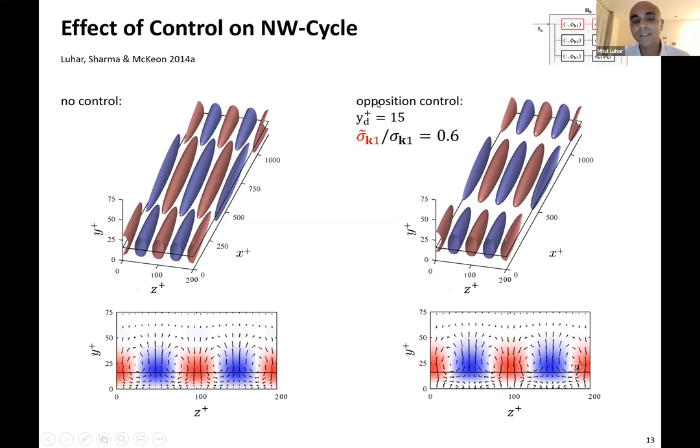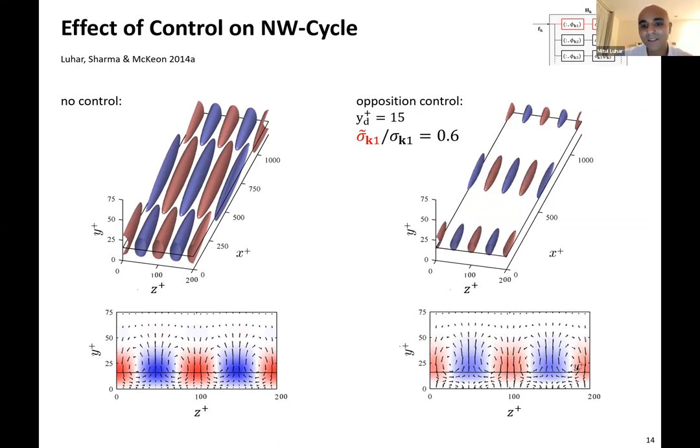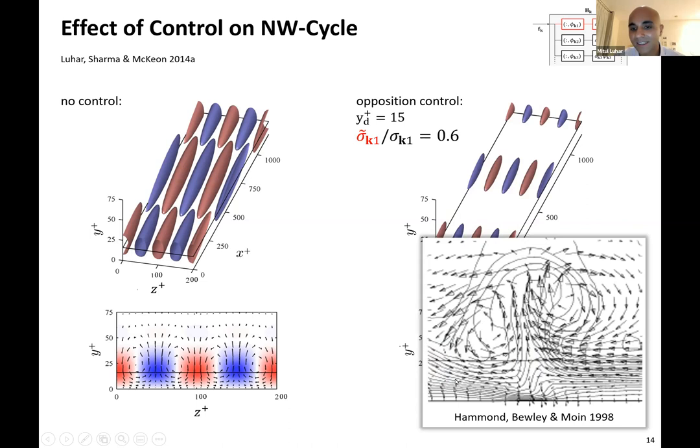More importantly, with this appropriately chosen detector location, we see a suppression in the gain. So the singular value associated with this resolvent mode reduces by as much as 40%. So if I'm keeping the same color bars on left to right, we see that this mode is suppressed significantly because of the effects of opposition control. And as I mentioned previously, there is the establishment of a virtual wall, and this is consistent with what is known from previous simulations, both from the Choi, Moin, and Kim work, and subsequent work by Hammond, Bewley, and Moin in 1998. So far, so good.